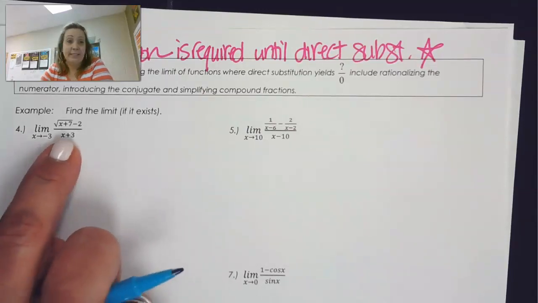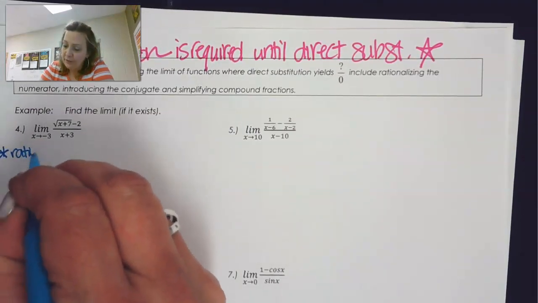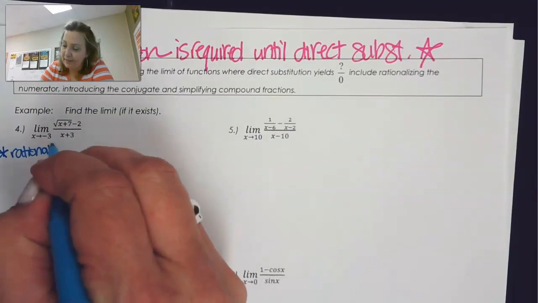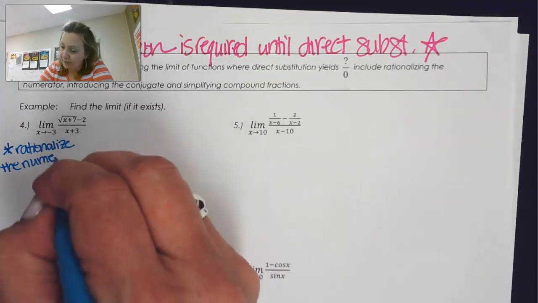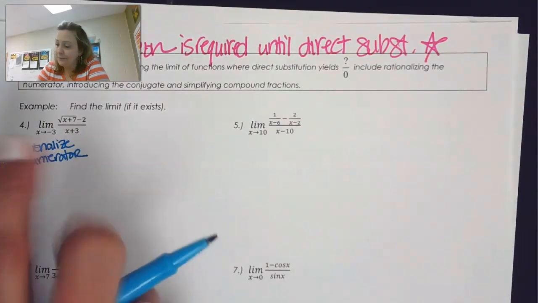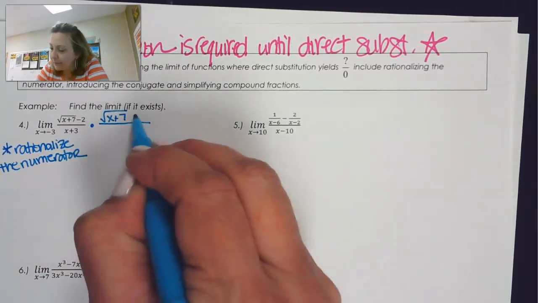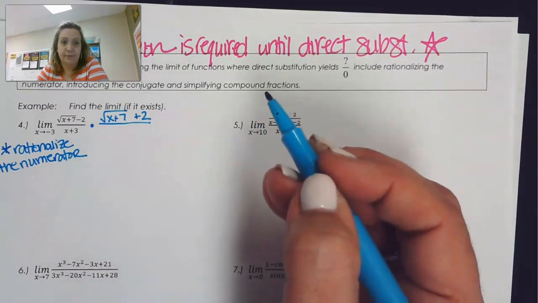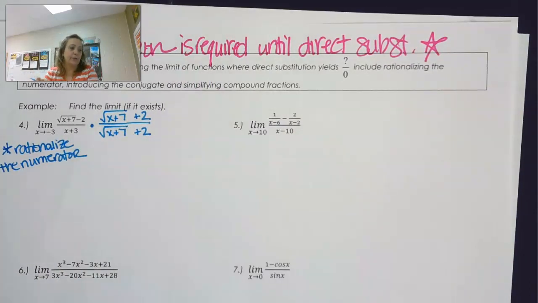So when we see a radical in the numerator, what we're going to do is employ the technique of rationalizing the numerator. Now we rationalize numerators just like we would rationalize the denominator. So again, we'll use our conjugate. The conjugate that we'd have here is the square root of (x plus 7) plus 2. And we'll multiply by the same thing in our denominator, the square root of (x plus 7) plus 2.